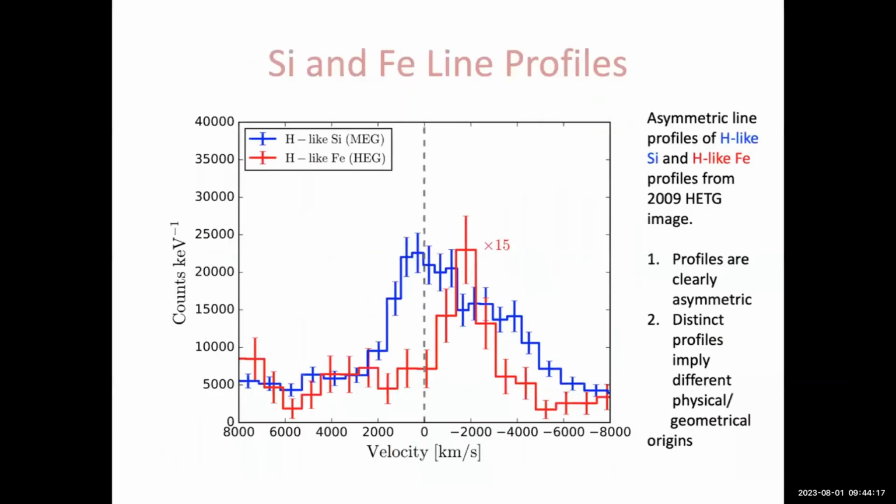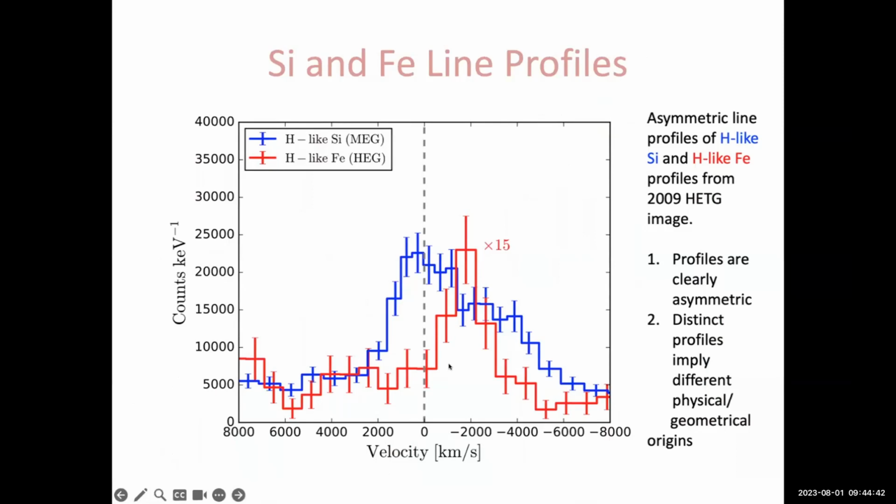So we decided to investigate the lines in more detail. And here you can see the hydrogen-like silicon line in blue and the hydrogen-like iron line in red. You can clearly see that the line shapes are quite different. So what makes the line shape so different? That's something that we wanted to see again. What makes the line shape so very different?